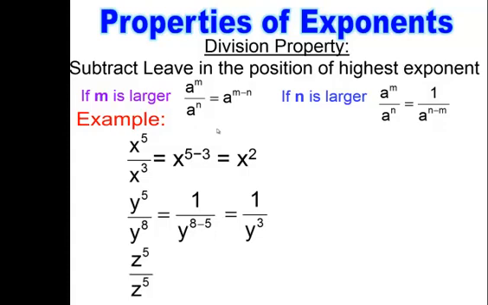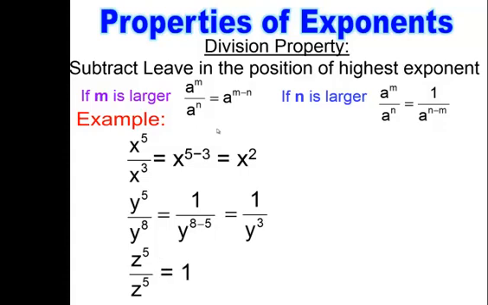Now notice this next example. We have z to the 5th over z to the 5th. Well, this is an example where if you have the same thing over the same thing, it equals 1, right? If we had 3 over 3, it would equal 1. So whenever we have the same thing over the same thing, it's going to equal 1.